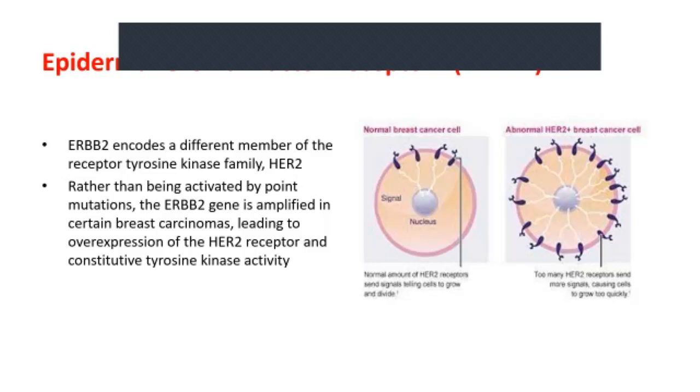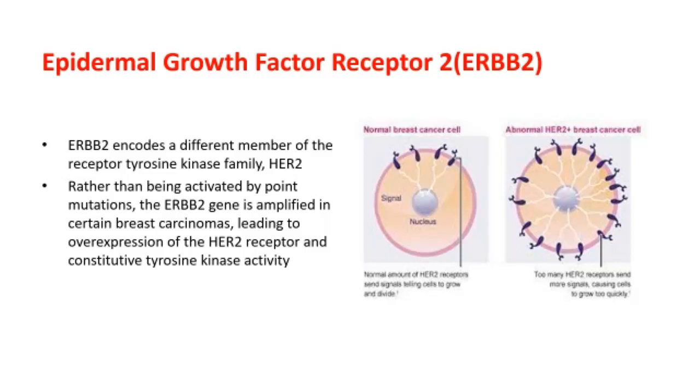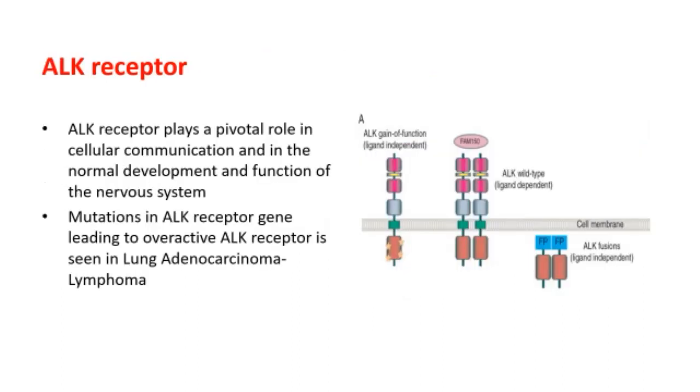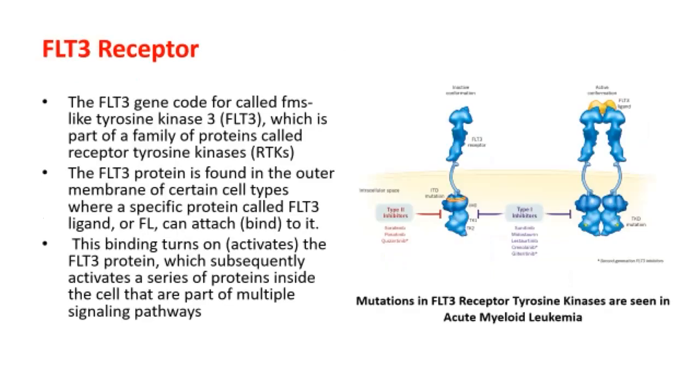Though the number of growth factors is less, due to amplification in the number of growth factor receptors, there is an increase in the survival of the cell. Then we have the ALK receptor. The ALK receptor plays a pivotal role in cell communication, in normal development and function. Mutations in the ALK receptor gene lead to an overactive ALK receptor, especially seen in adenocarcinoma, as exemplified by crizotinib, alectinib, ceritinib, and larotrectinib, which is recently used.